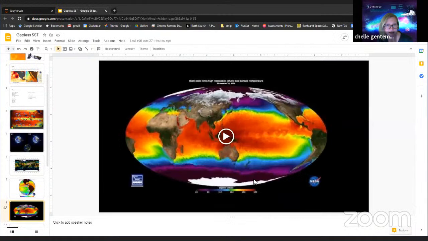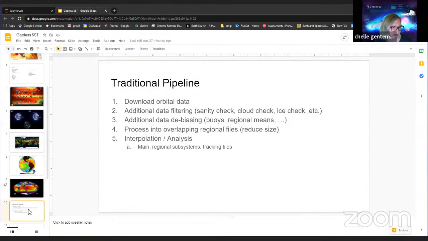So the way it's done now, let me see, got a little stuck there. So the traditional pipeline, and this is where we start to talk about cloud computing and Dask and all of this. So traditional pipeline, download it, right? Okay, so that takes a long time because we have a lot of satellites. And then you filter it and debias the data.